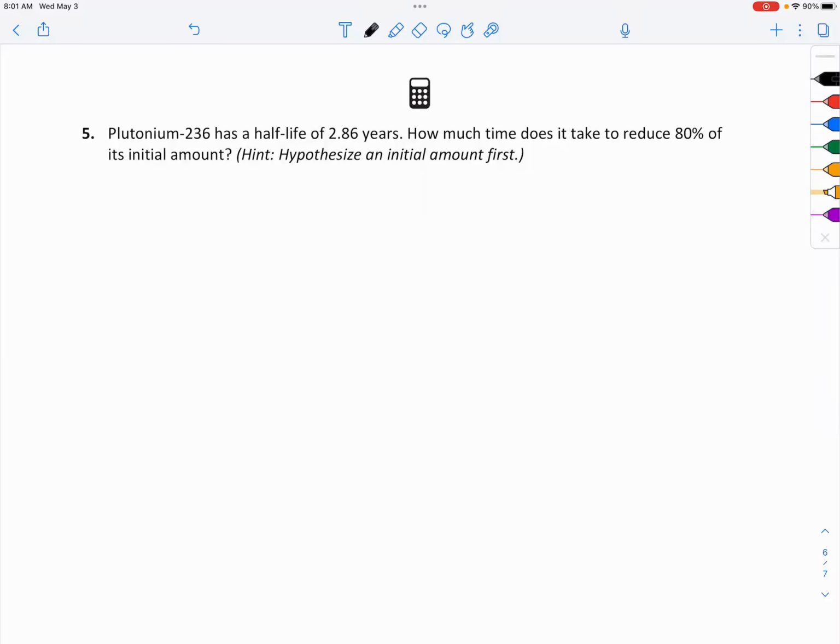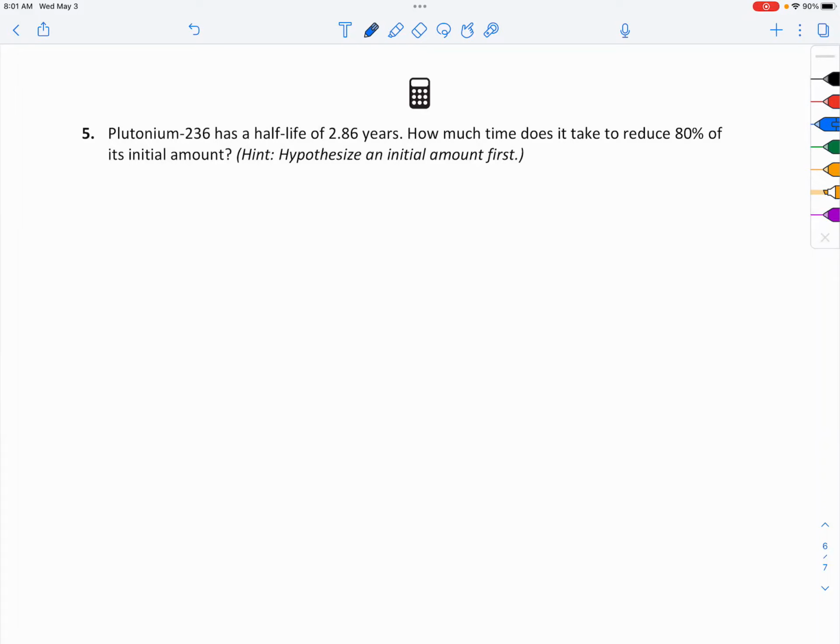So for number 5, sometimes it could be really simple. It would be like, oh, plutonium-236 has a half-life of 2.86 years. And by the way, I'm not making these up. You can go online and search it. They are real data. How much time does it take to reduce 80% of its initial amount? Now, it did not tell you the initial amount, so you are more than welcome to propose any amount.